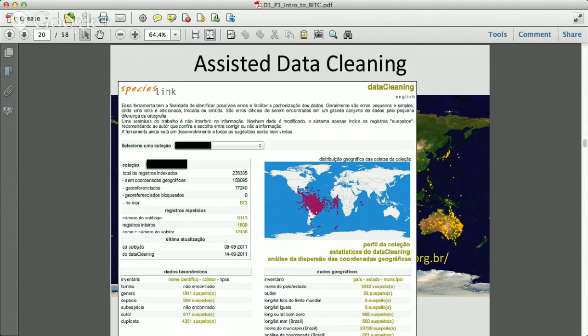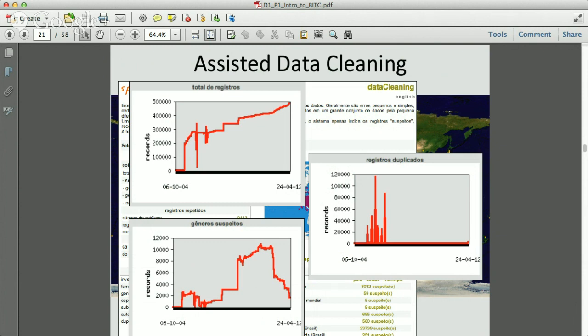So those are records that one would want to check. And these tools that the CRIA group has developed for Species Link are very, very useful in developing that level of interaction with the data. And one can then even track one's progress. Look at these graphs.